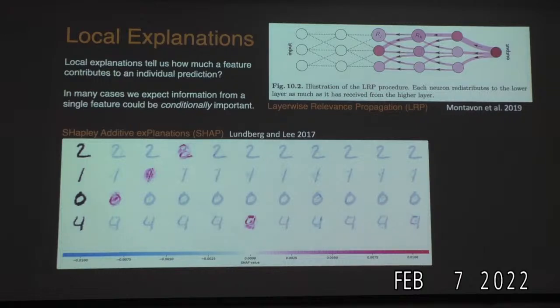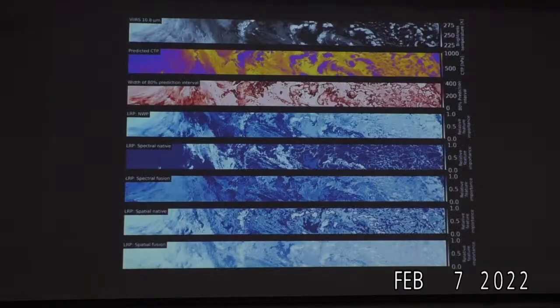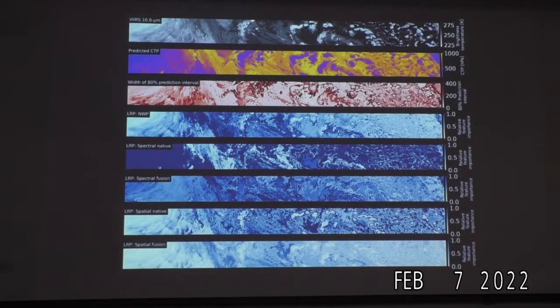I'm not going to explain in detail how either of these methods work, because that takes a really long time to do. The important thing to know is that both these methods allow us to attribute responsibility for a single prediction made by a neural network and understand which features, which inputs to the model were most important for that prediction. This is an example of what that looks like.